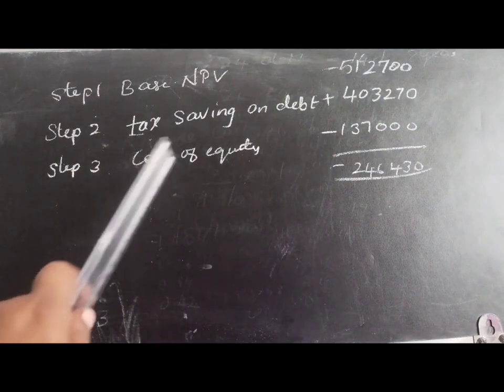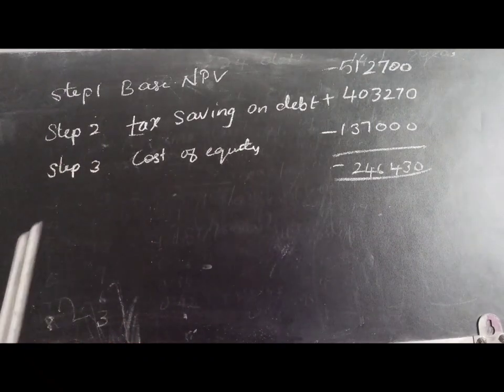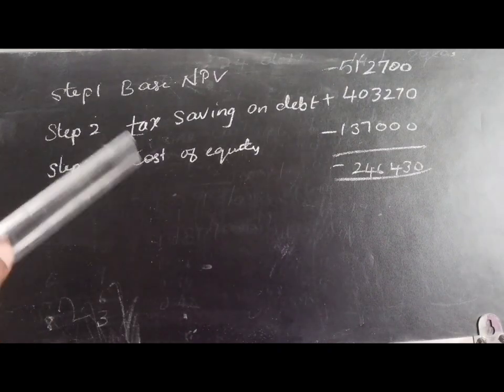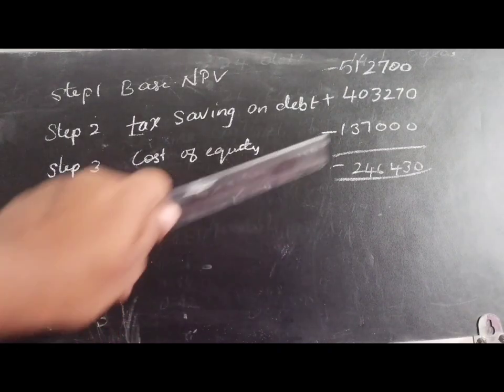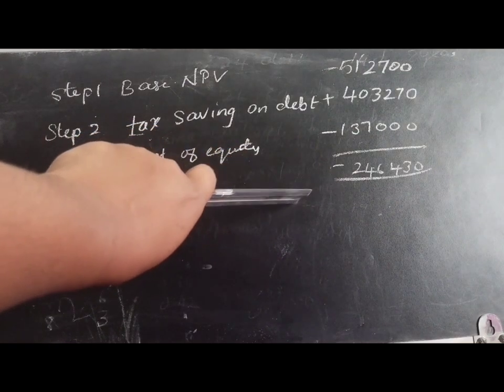If NPV is negative, we will reject the project. If NPV is positive, we will accept the project. The same rule will apply to adjusted NPV. Here, since the adjusted NPV is negative, we will reject this project.